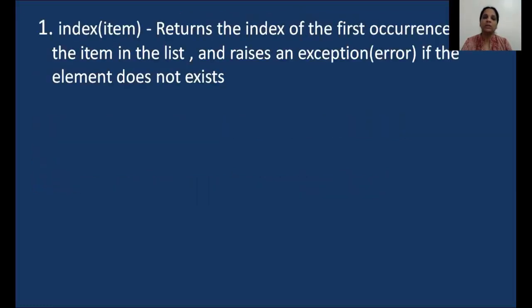The first method is called the index method. Now, if you see here on the screen, it says index in bracket item. What does this method do? It searches for this item that you've written in bracket in the given list. If the item exists, it returns the index number of the item. And if it doesn't exist, then it raises an error. Now, what if the item exists multiple times? Then in that scenario, it returns the index number of the first occurrence of the item.